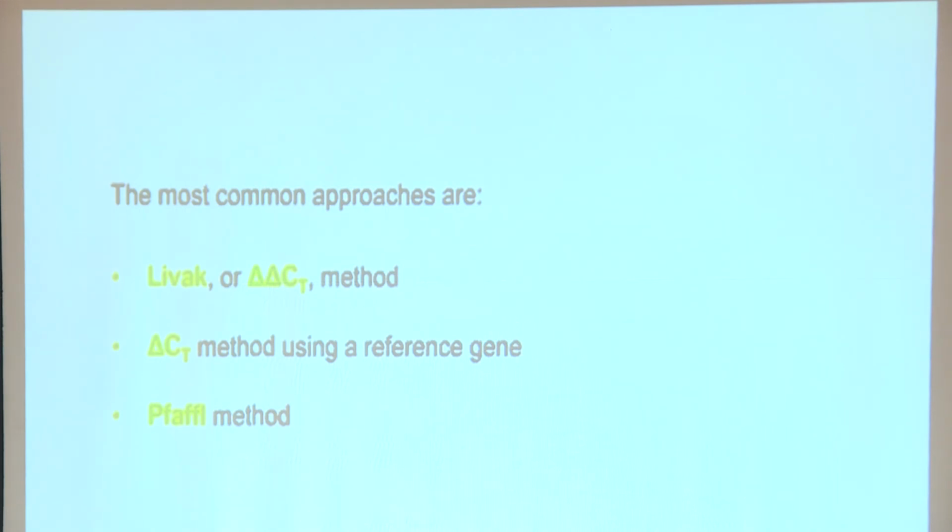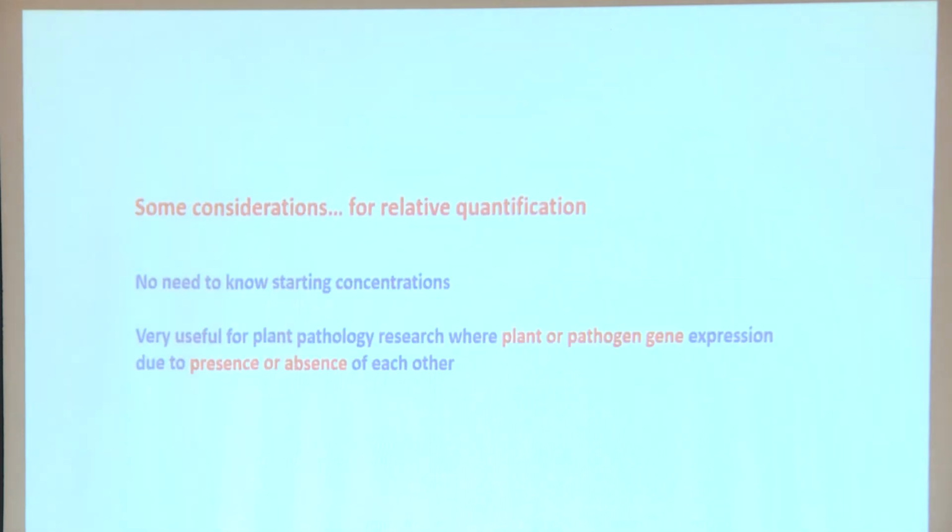We have three common approaches for relative quantitation. One is the Livak method or double delta CT method. Another one is the delta CT method using a reference gene, and the Pfaffl method. These three are the most common methods with which you can calculate the relative expression of your genes in your experiments. We will demonstrate, I think, the double delta CT method in our practicals. We will do that. That's going to be the last one.